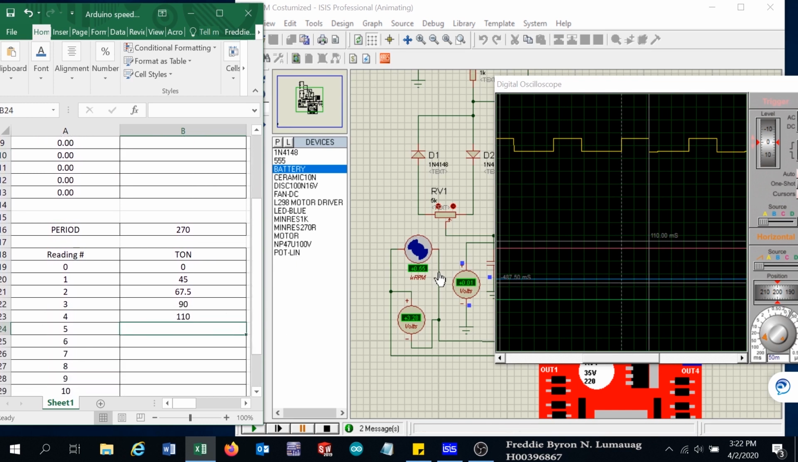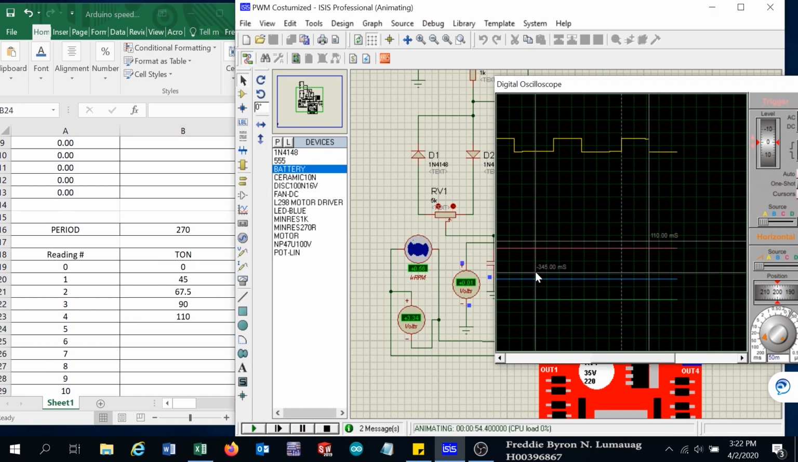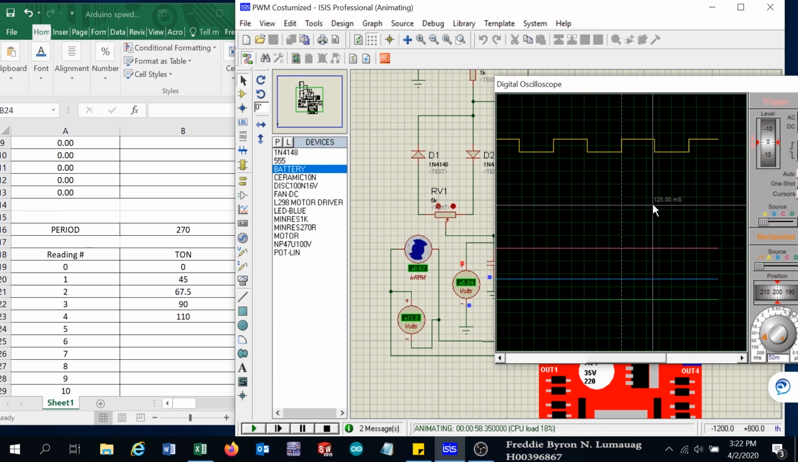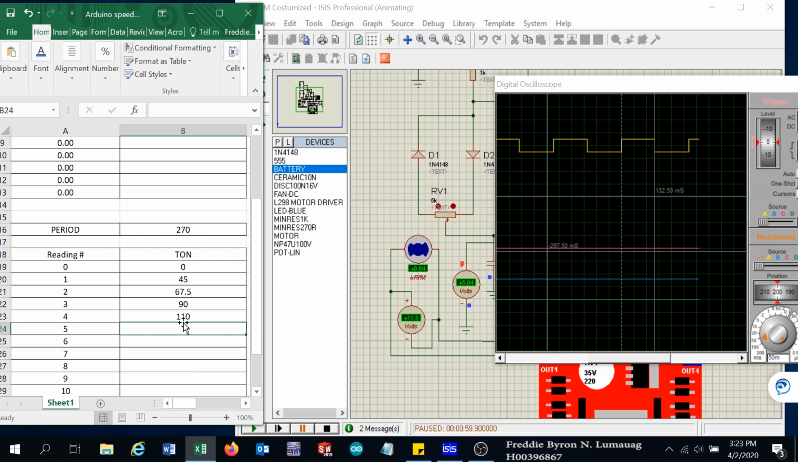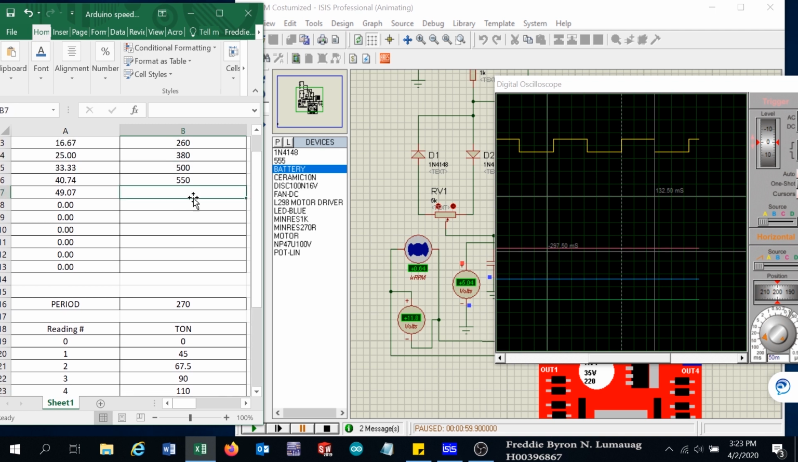And for the fifth reading, I will increase this one, and I will clear the cursor. I will click the pause, and how much time now? That is 132.5 milliseconds, and the speed is 640.